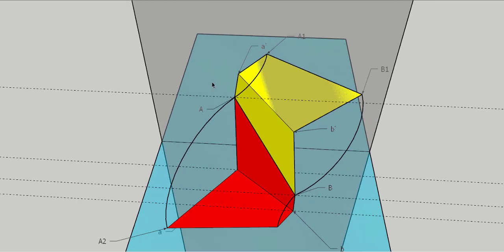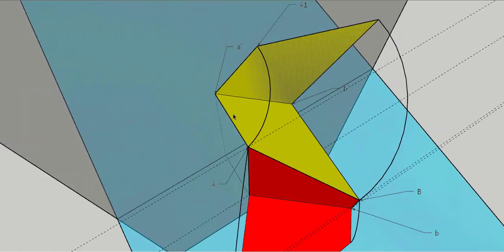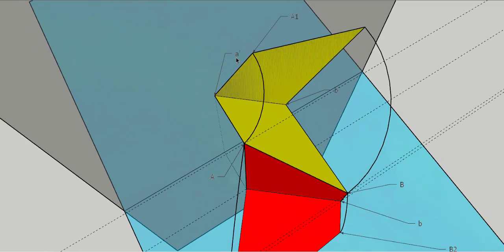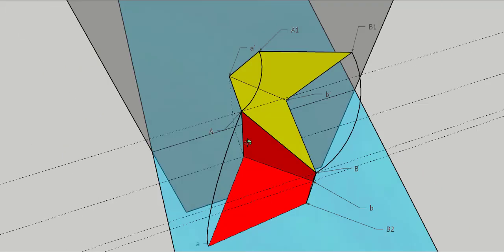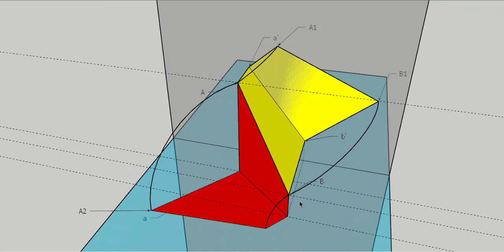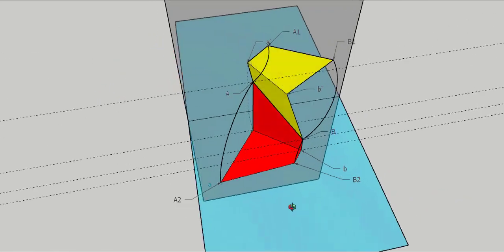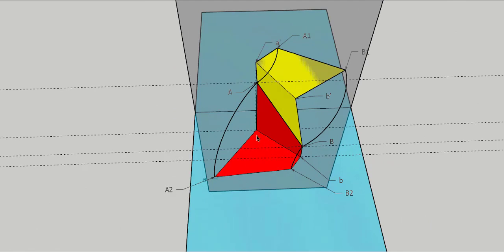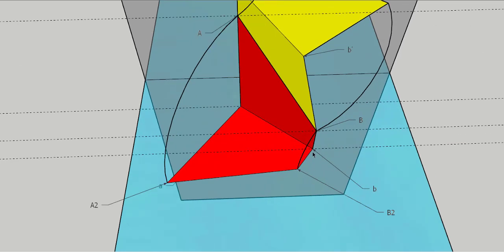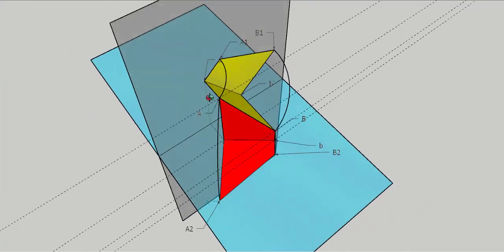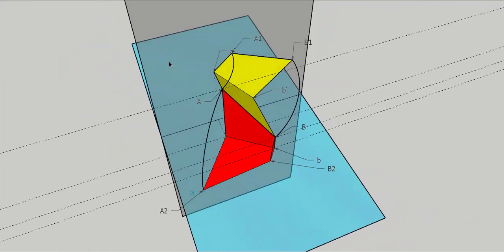On top of it, you can see this length A dash A is equal to A dash A1. Similarly, B dash B is equal to B dash B1. And again, A to A is equal to A A, and B to B is equal to B capital B. So you can easily draw this when you are drawing on a piece of paper.